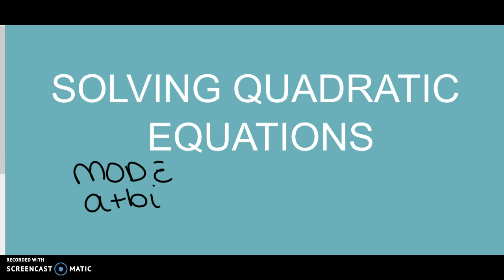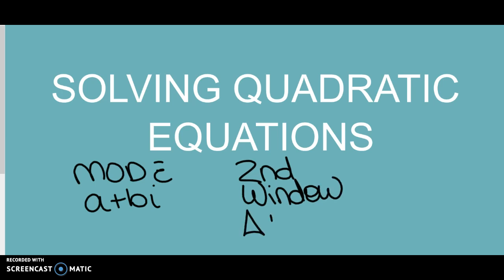And then both groups, Algebra 1 and Algebra 2, should go to your table settings. So you're going to go second window. And then you're going to change your table. You want that to count by 0.5s, or 1/2. All right.